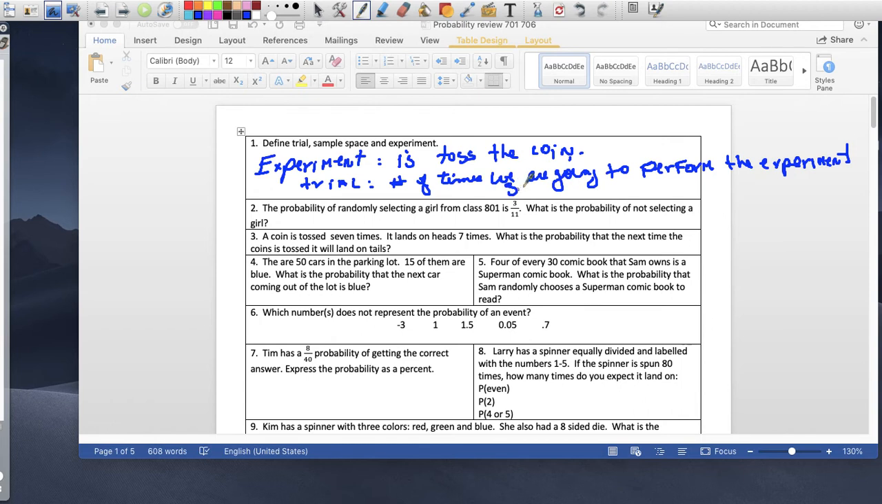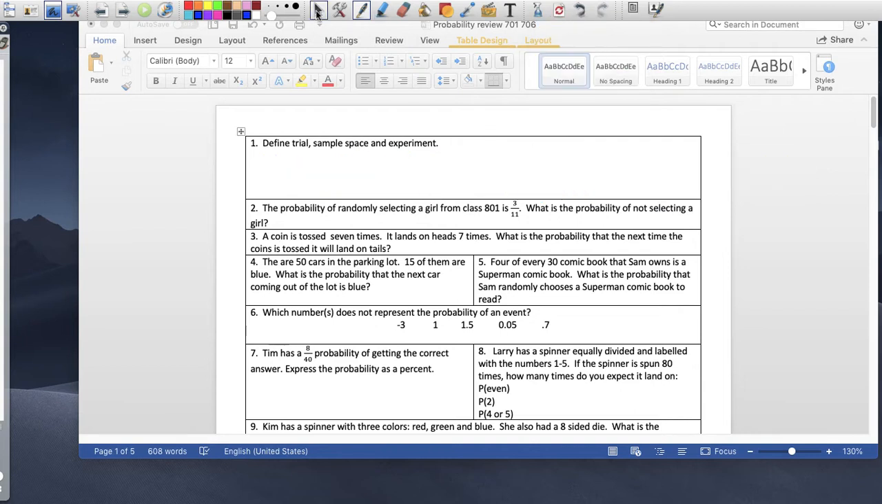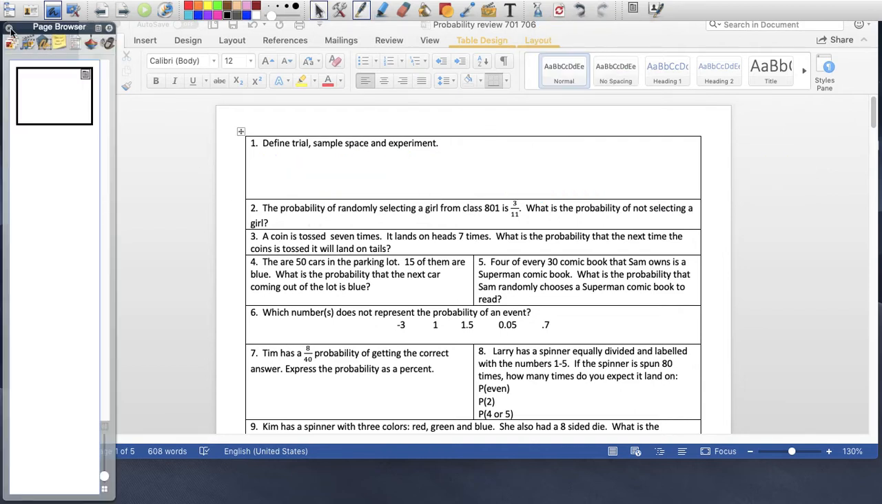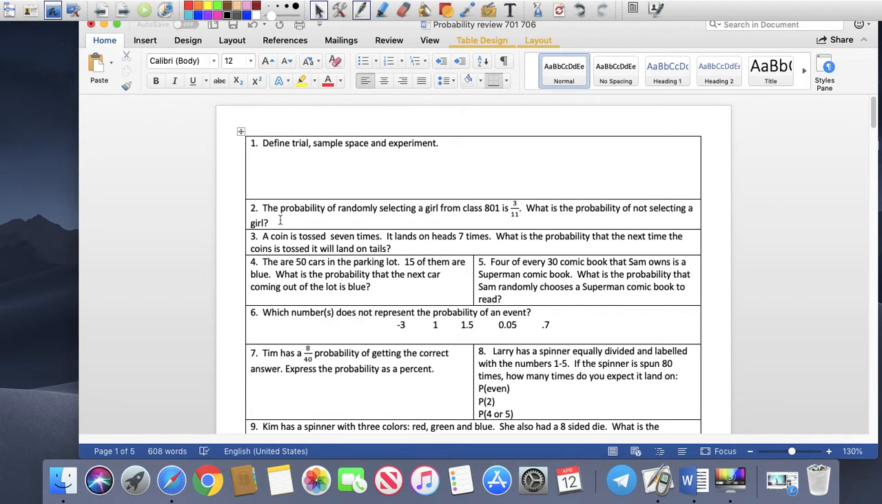And the sample space is all the possible outcomes. So in this particular experiment, the sample space is either going to be heads or tails, because it's a coin. So the sample space lists all the possible outcomes. We definitely should know what these are. All these questions in one shape or form are going to be on the test.